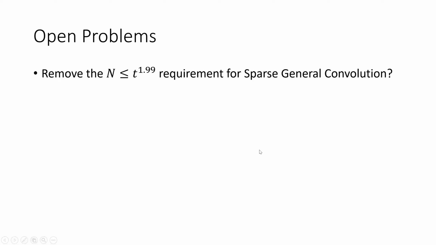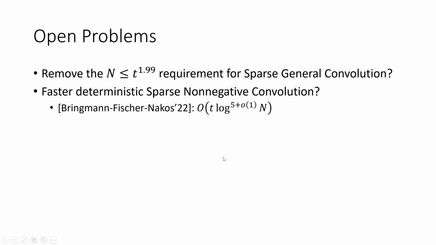Finally, let me mention some open problems. First, can we remove the n smaller than t to the 1.99 requirement in our sparse general convolution algorithm? Second, can our de-randomization idea be useful for solving the deterministic sparse non-negative convolution problem faster than the previous t times log n to the 5 running time?